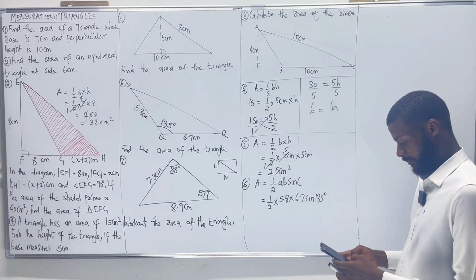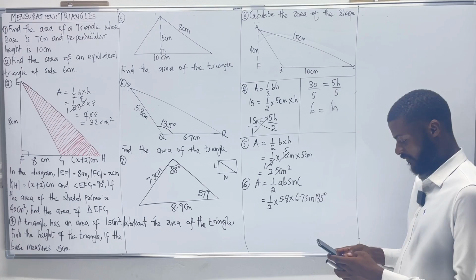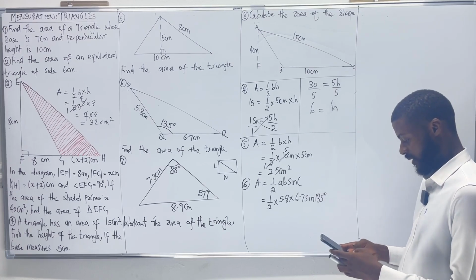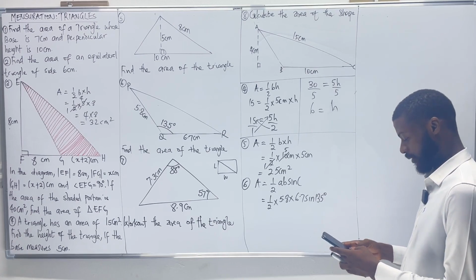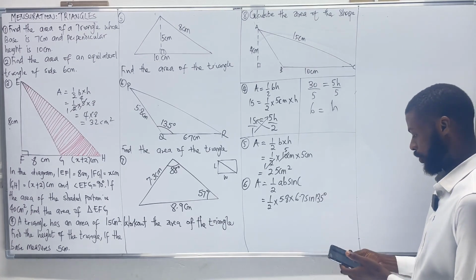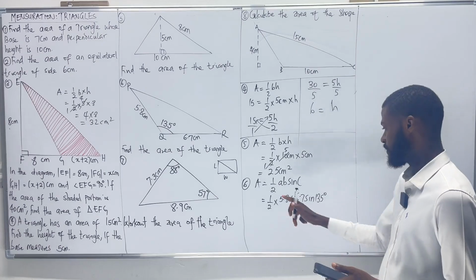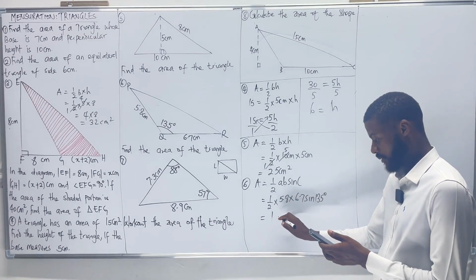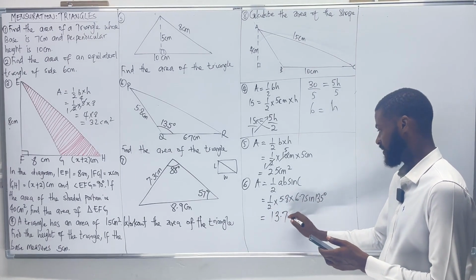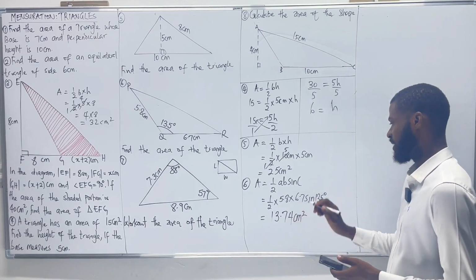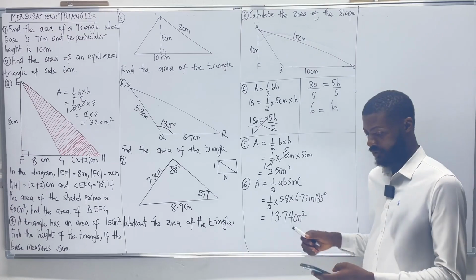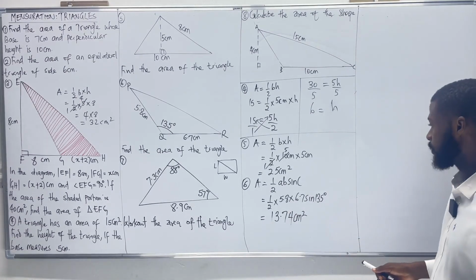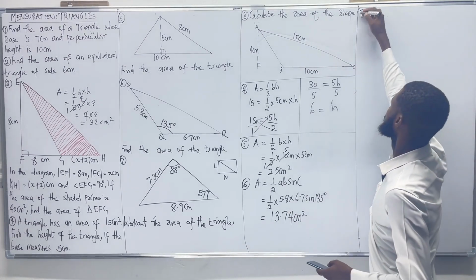So we're going to have 0.5 times 5.8 times 6.7 times sine 135. Okay, so this will give us 13.74 centimeters squared. So this will be the area of that very triangle. That's what the area is going to be. Okay, so the next one, question 7.